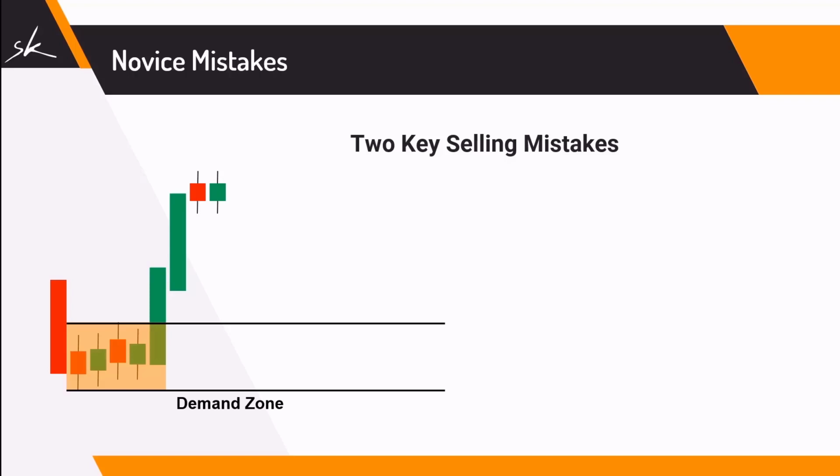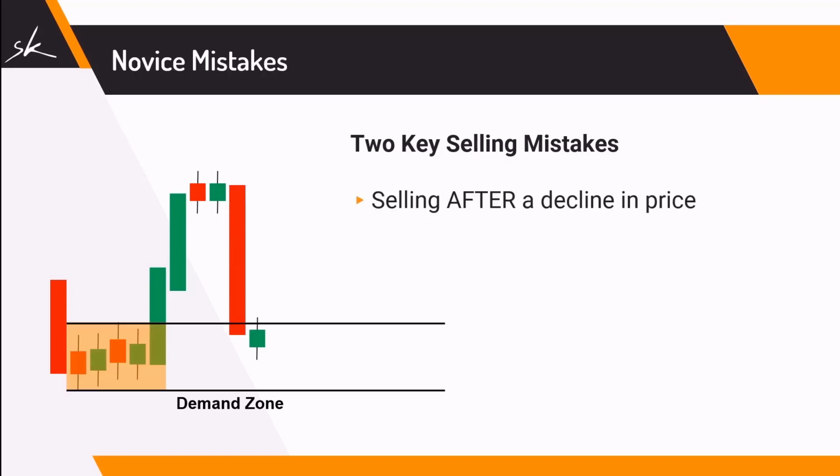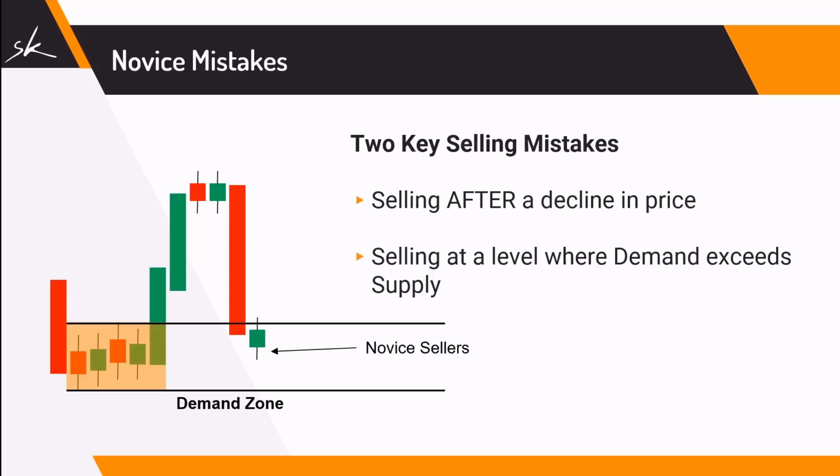2 key selling mistakes. Mistake number 1, selling after a drop in price, which means selling at a cheaper price. And mistake number 2, selling at a level where the chart has proven to us that in history, demand exceeded supply.